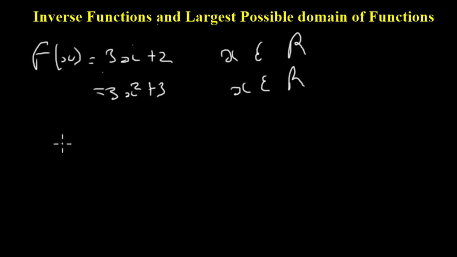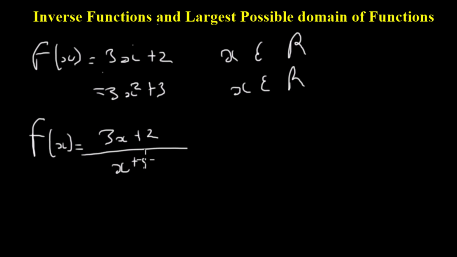So for the second one, let's say we're given f of x is equal to 3x plus 2 over x plus 5. And then we're being asked to find the largest possible domain of this function. So what we simply want to do is to look for the number we can put inside of this function that will make this function not to have an output. And how do we find that? Just take the denominator and equate it to 0.